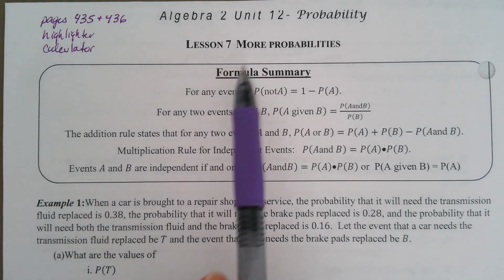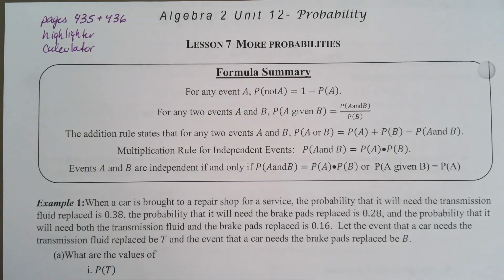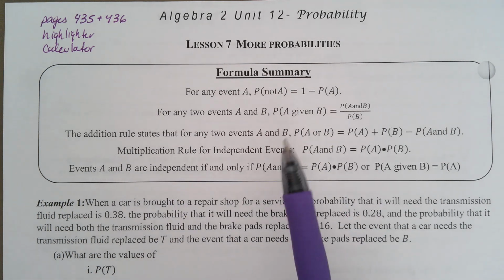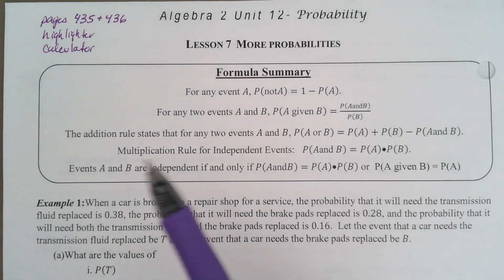Today we're on Lesson 7 of Unit 12. We'll be covering pages 435 and 436. It'll be helpful if you have a highlighter and a calculator. So at the very top here, we have a box containing a summary of all our formulas.